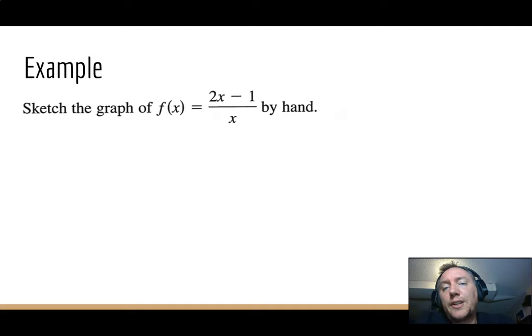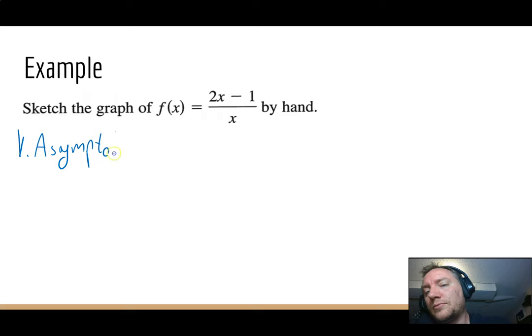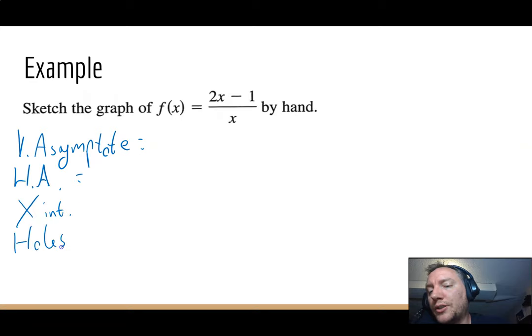Sketch the graph of f of x equals 2x minus 1 over x by hand. This one can't really be factored. If it were a quadratic top and bottom, we could factor it. This one you can't, so we're just going to leave it as is. So what we need is our vertical asymptote. We need our horizontal asymptote. We need our x-intercepts, if there are any. We need our holes, if there are any. And those four things should give us our graph.